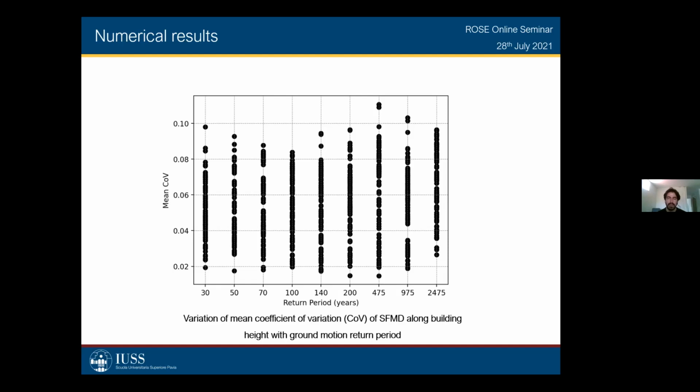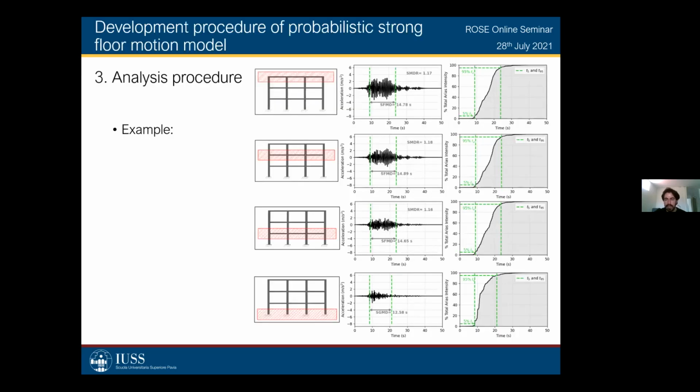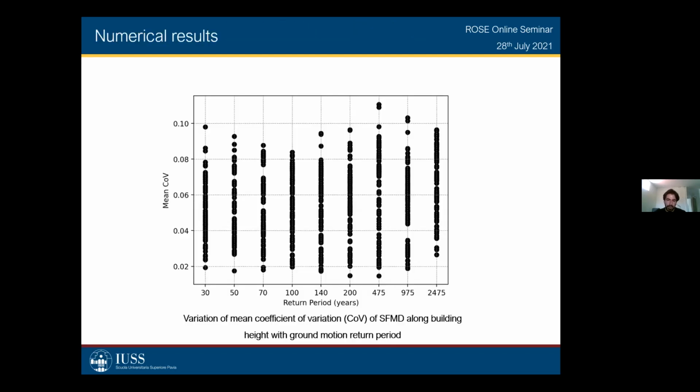So this means basically that we don't have an important variation of the strong fluid motion duration values along the height of the building. And that is something you can actually see again in this example that I showed you before, because if you see the strong fluid motion duration values in each story, you can see that they don't vary significantly. We have 40.65 in the first, 40.89 in the second, 40.78 in the third. So as you can see, it's more or less constant. So this plot summarizes that in order to see how it behaves across the different return periods.